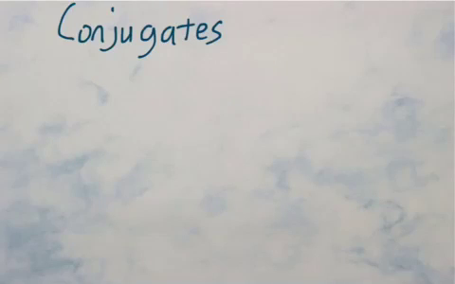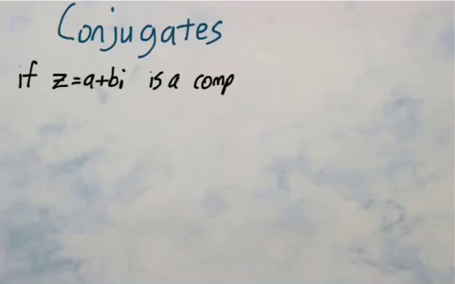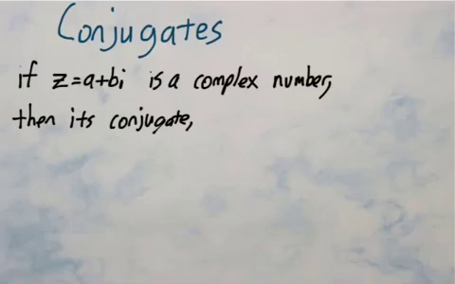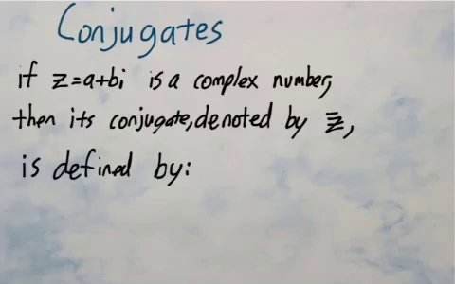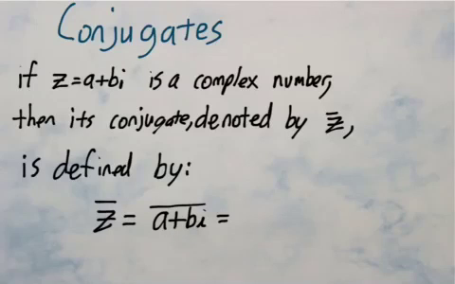All right, reviewing some conjugate material. If the number z is equal to a plus bi, and it's a complex number, then its conjugate is going to be written or denoted by z bar. That's one way I've seen people write this. The conjugate of z is defined as a plus bi bar, which all that really means is to flip the sign in front of the imaginary term. So it's going to be a minus bi.